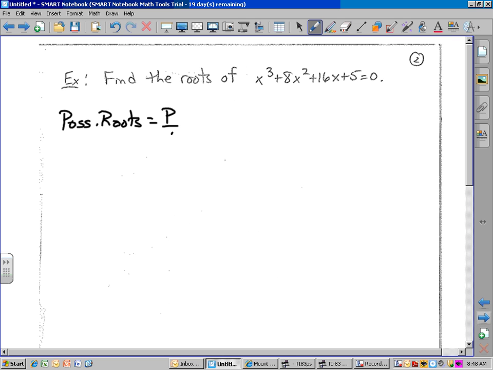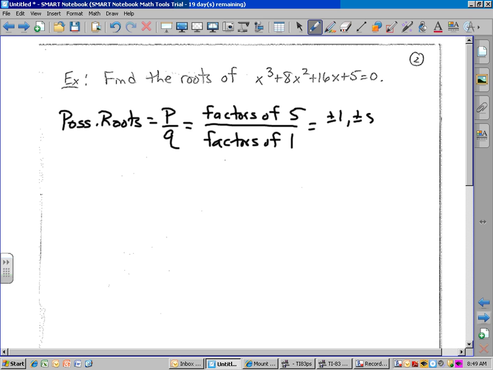P over Q. P is the factors of the last number. Q is the factors of the first number. Plus or minus 1, plus or minus 5, plus or minus 1.